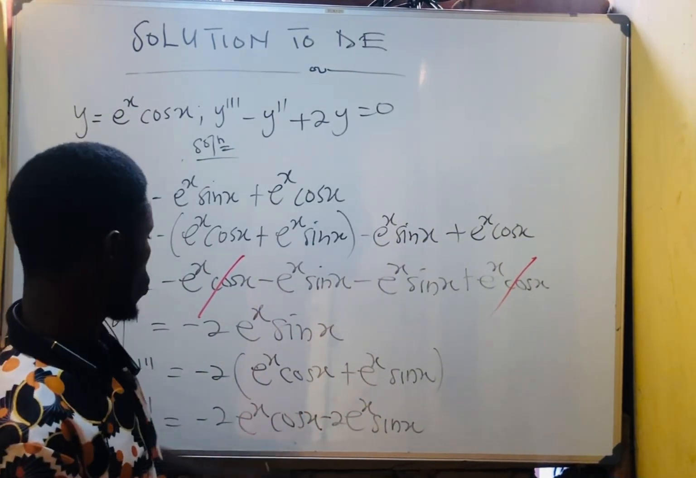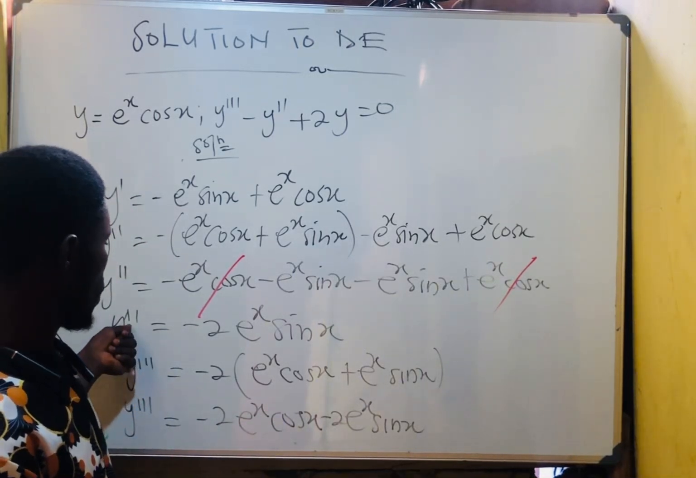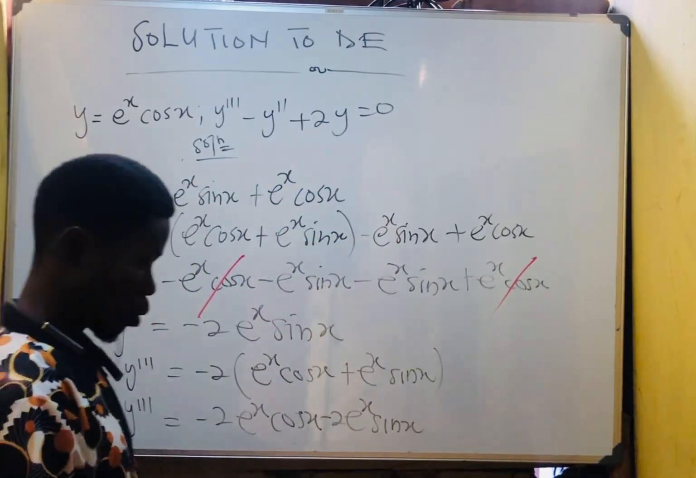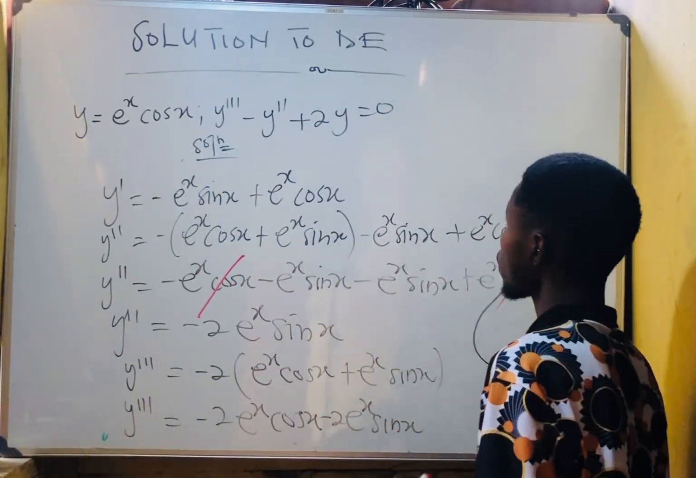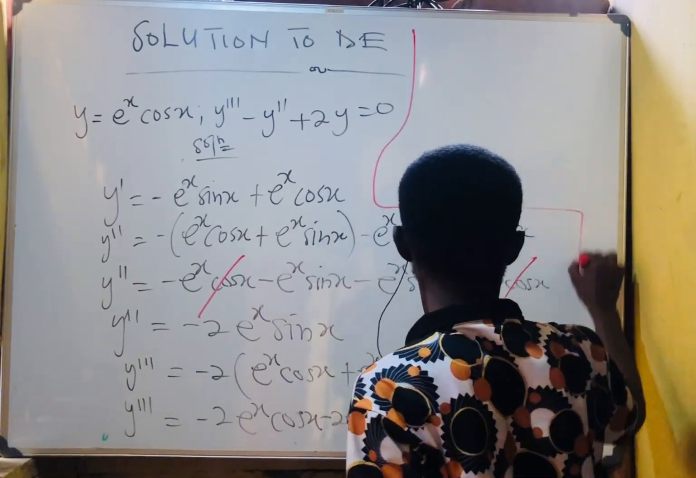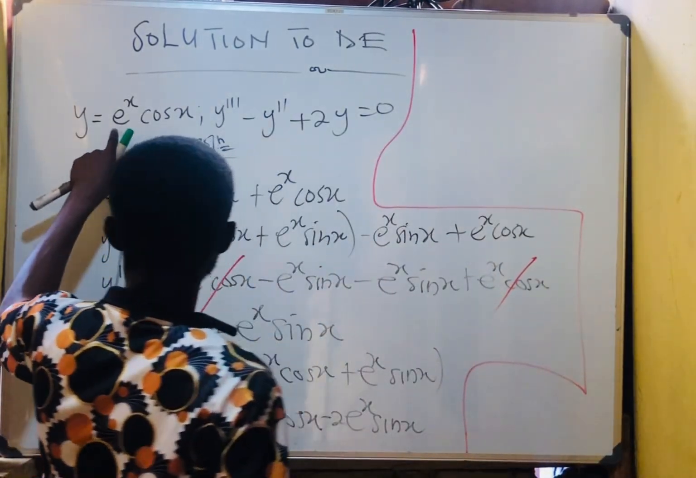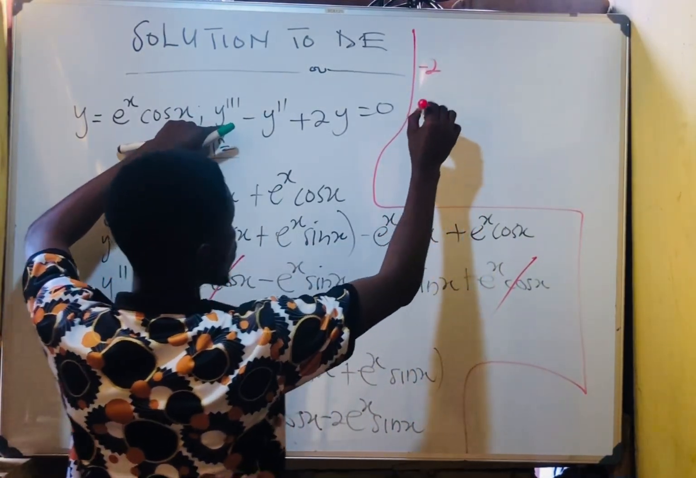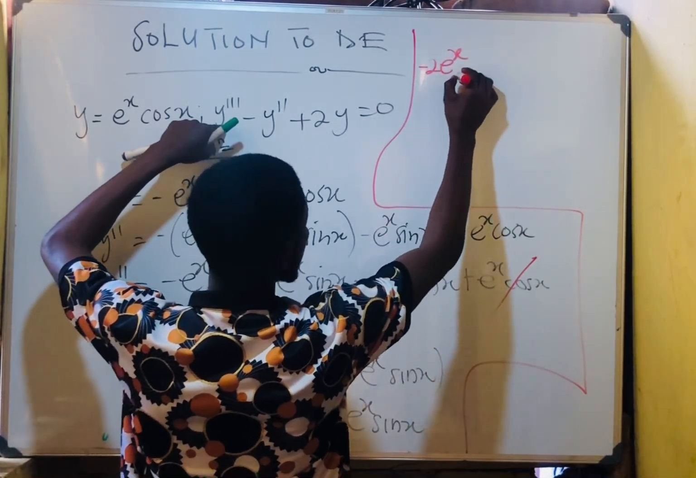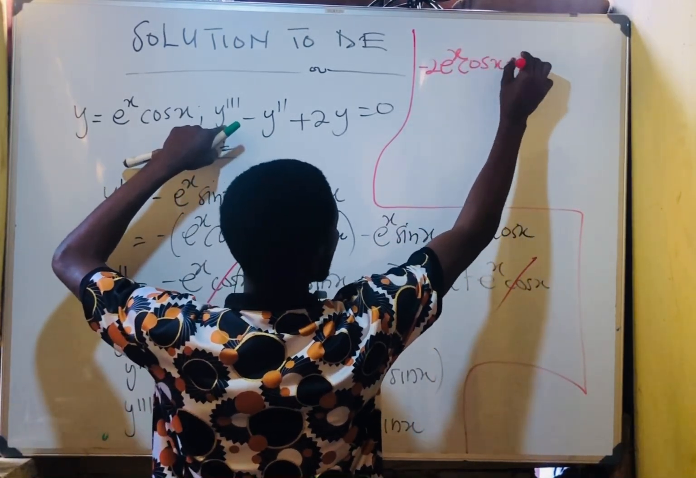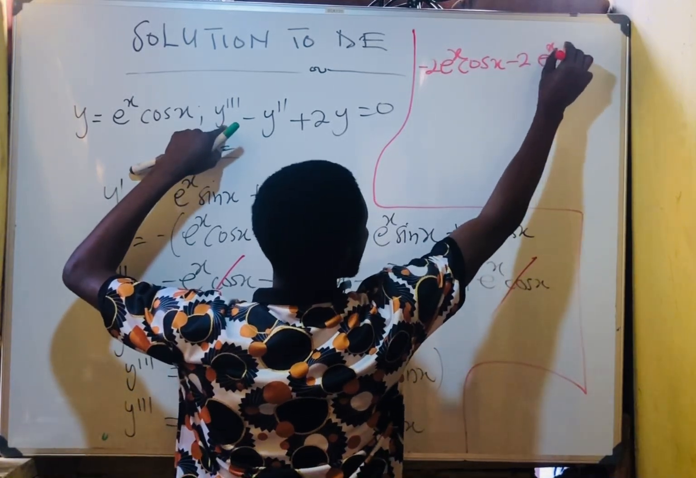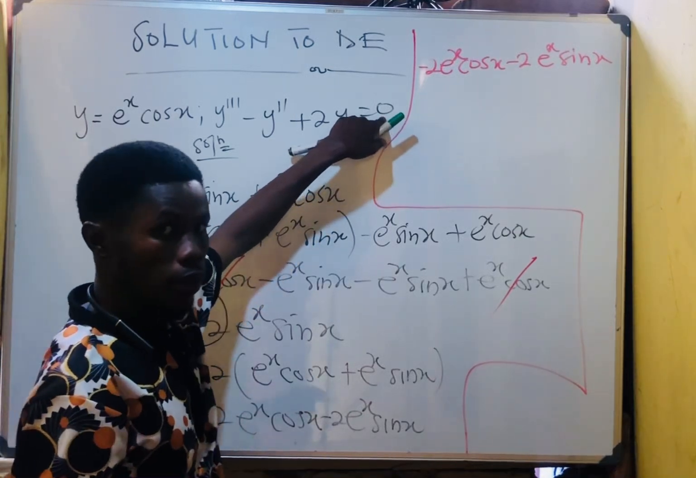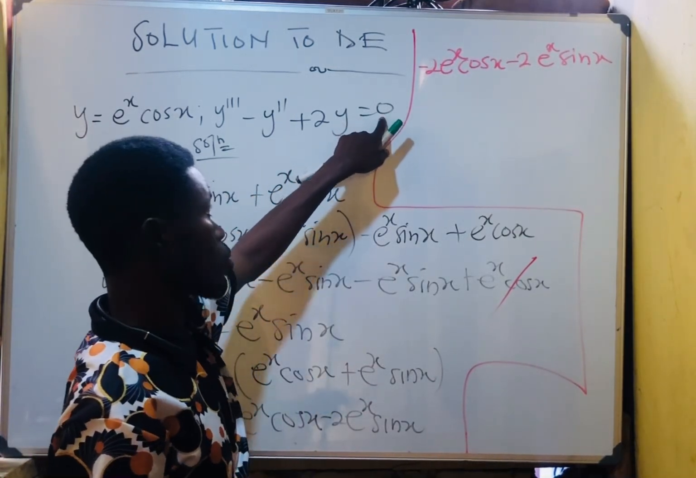So what you are going to do is that you are just going to substitute the y prime prime prime, the y prime prime, then the y into this equation. So this is what you are going to do. Look here, I'm writing it up here. So y prime prime prime, we have this, which is negative 2 e to the power x cos x minus 2 e to the power x sine x. Our final answer, you have to get 0. If you don't get 0, then it's not a solution. Is that okay? We are trying to verify whether it's a solution or not.